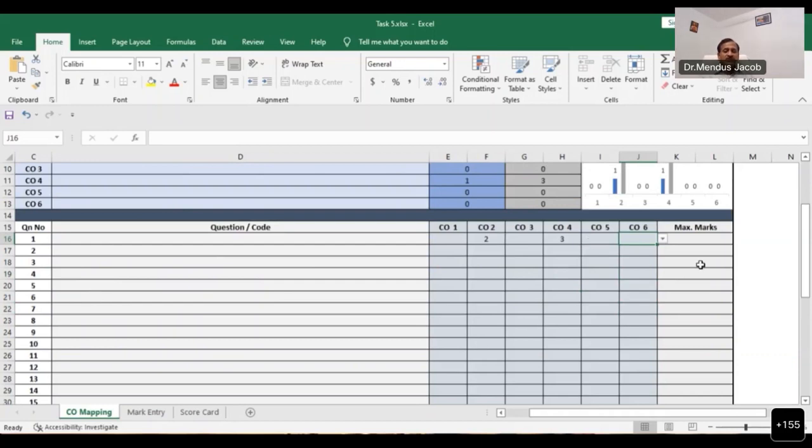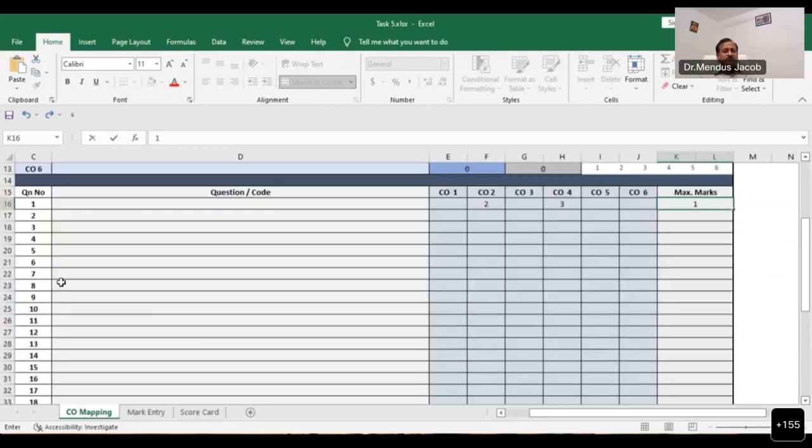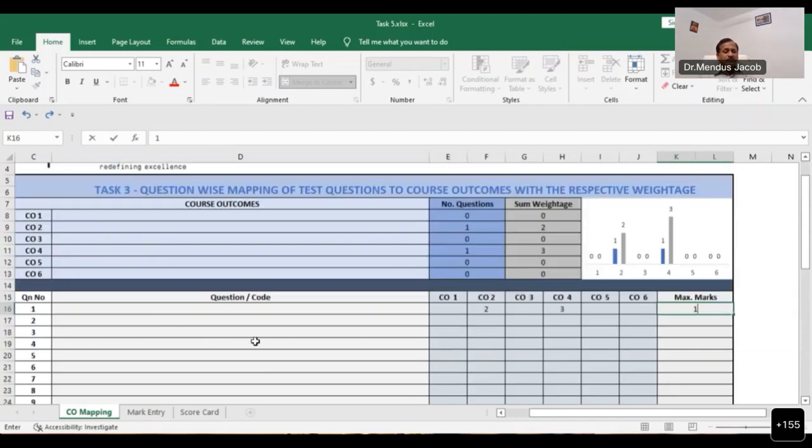Then the maximum mark for that particular question. If the first question is a 1 mark question, you can put 1 there. Similarly, you can add the other questions also. That is what you have to do here. I will repeat: you can mention the course outcomes there if you have them; otherwise, CO1, CO2 is enough.